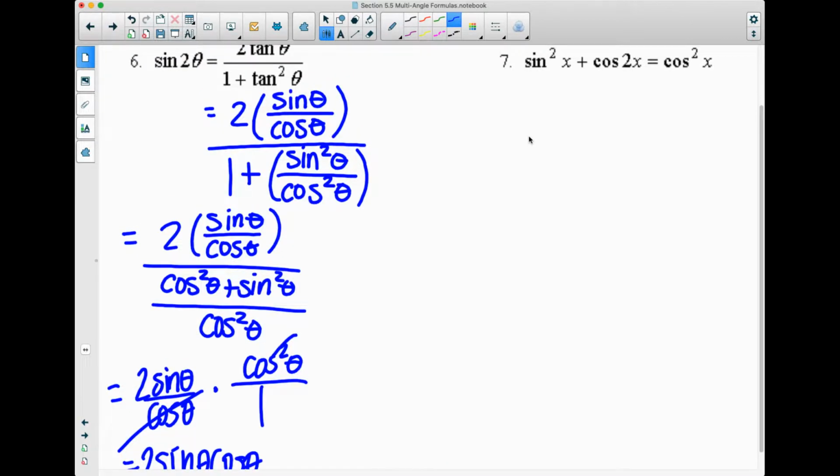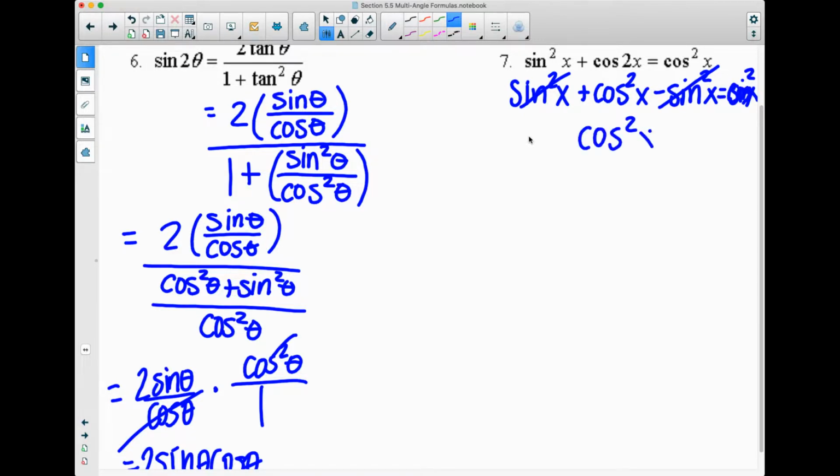I can look at the fact that I need just cosine in the end. In other words, I need to get rid of sine, and this formula does that for me. So if I write sine squared theta, or x in this case, plus cosine squared minus sine squared, then that cancels. Whoops, that's a cosine. So cosine squared x equals cosine squared x. That one was more straightforward.